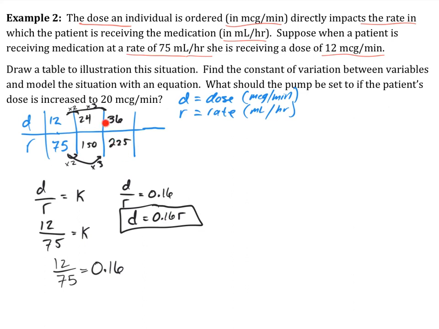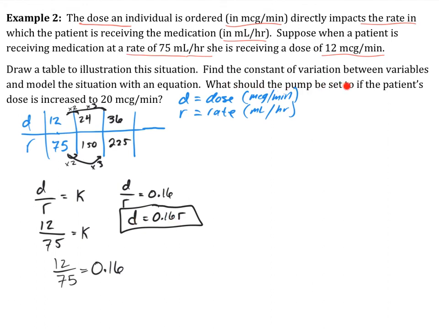So I drew a table just to illustrate what's happening with these two quantities, dose and rate. I know if there's a direct variation, they'll always reduce to this constant. So I found what that constant is, and I could have done that by plugging in 150 divided by 24, or 225 divided by 36. They also would have given me this quantity of 0.16. And I rearranged that here. I know the ratio will always equal that, so I find my equation, and now I can answer this question.